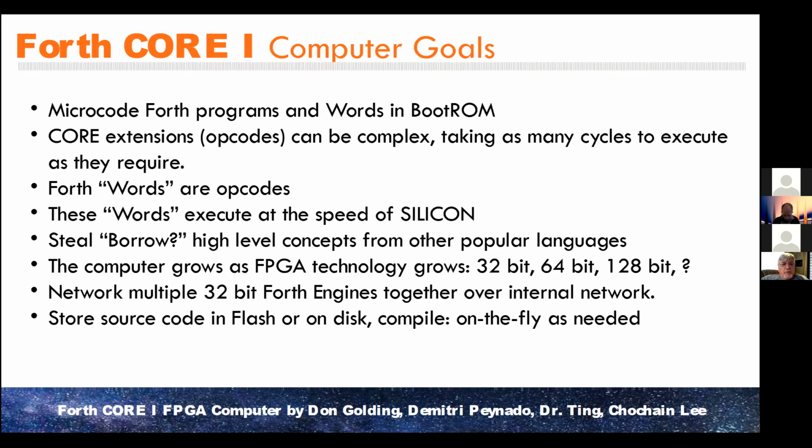So you can network multiple 32-bit Forth engines together over an internal network inside the FPGA. That's kind of like the GreenArrays, but they're 18-bit processors with 64 words of RAM, and that's very limited. Whereas you can put as many of these things inside the FPGA that'll fit, and you can assign however much RAM you want for each one.